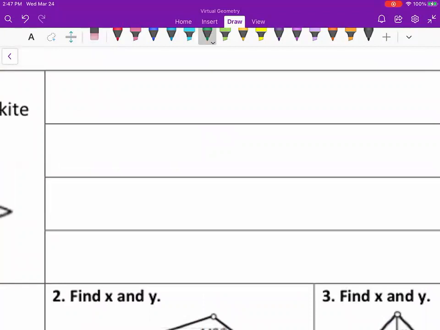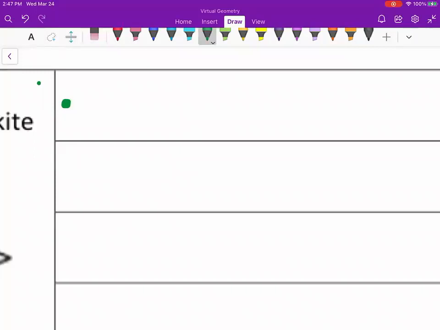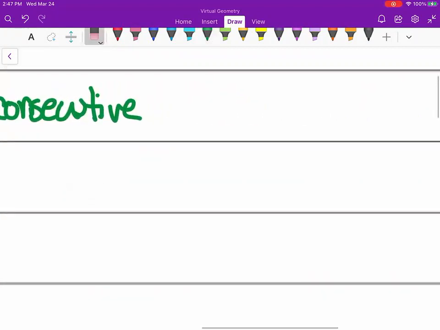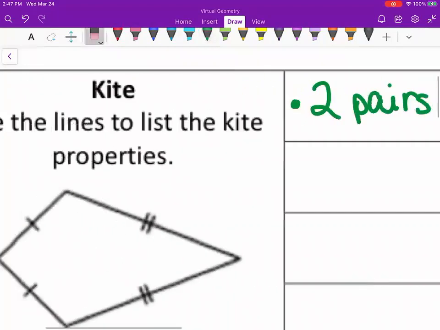All right, so for us, a kite is going to specifically have two pairs of consecutive sides, and consecutive means that they are right next to each other, and these consecutive sides are going to be congruent. So let's take a look at the picture we have there for just a second.